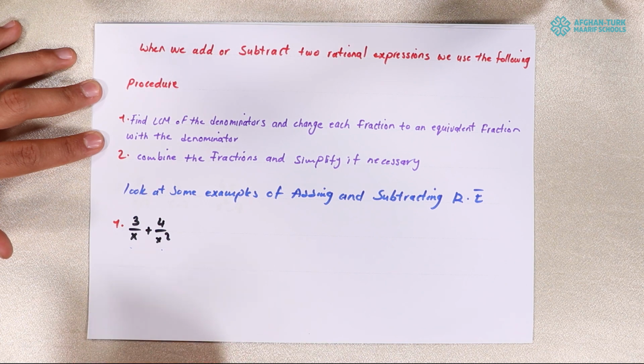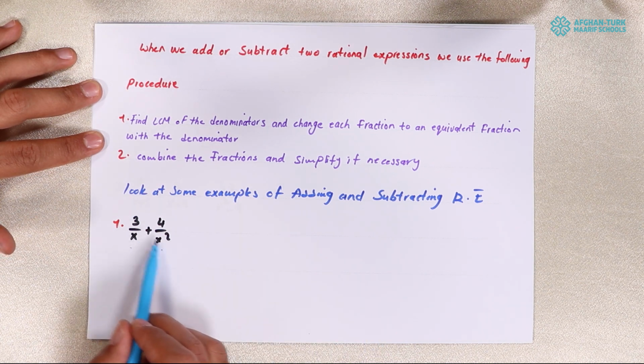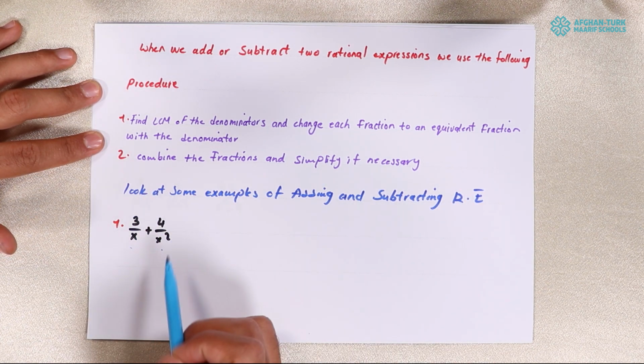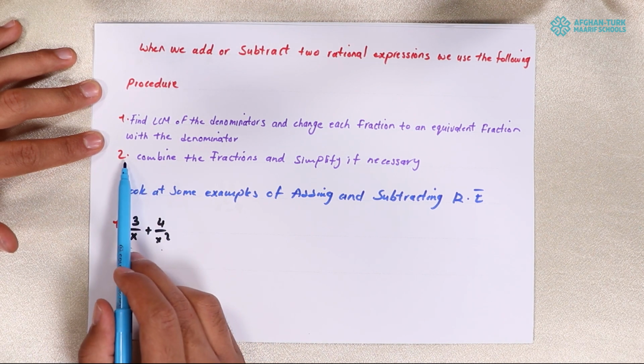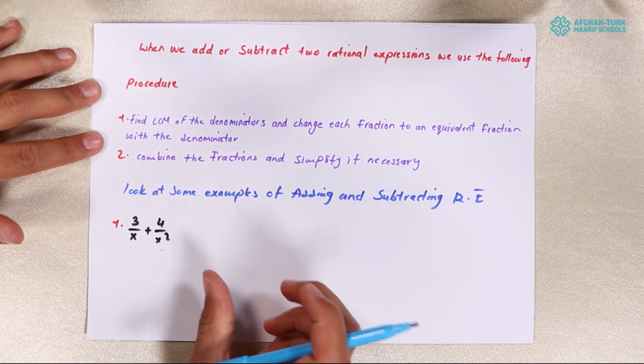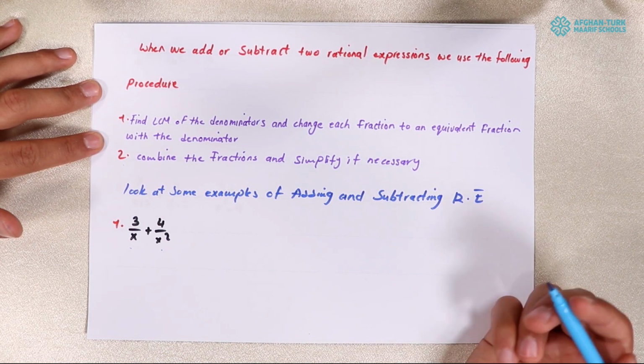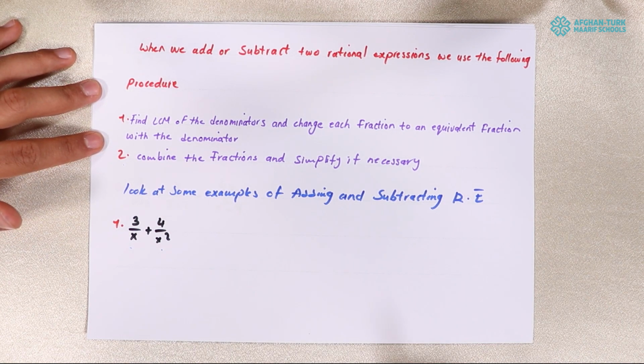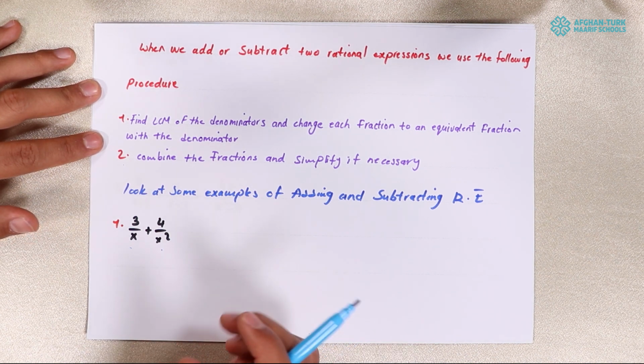It means we have to what? We have to make the denominators of the fractions equal. As the second step, combine the fractions and simplify if necessary. If it's simplifiable or cancelable, you can combine the fractions.